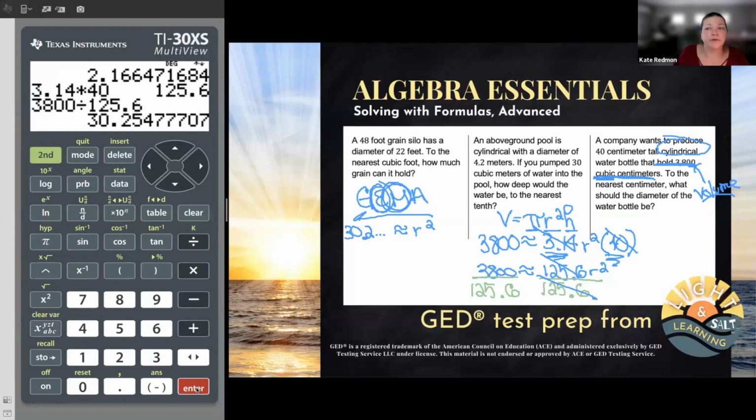Now, I'm not going to write all those numbers down, but I am going to leave them in my calculator because I don't want to round until the end. I can't even point that out enough. Don't round until the end. Please, for the love of God, do not round until the end. Okay.